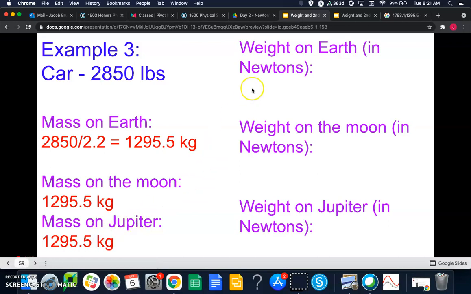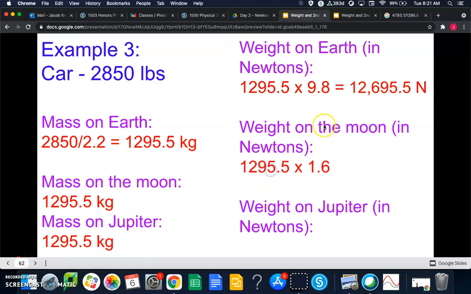To get the weight on Earth, we're going to take those kilograms and we're going to multiply by 9.8 because that's the acceleration due to gravity on Earth. We multiply them, we get 12,695.5 newtons. Okay? For this next part, we're going to do the same thing, except instead of multiplying by 9.8, we're going to multiply by 1.6, because that's the acceleration due to gravity on the moon. Multiply 1295.5 times 1.6, and we'll get 2,072.7 newtons.